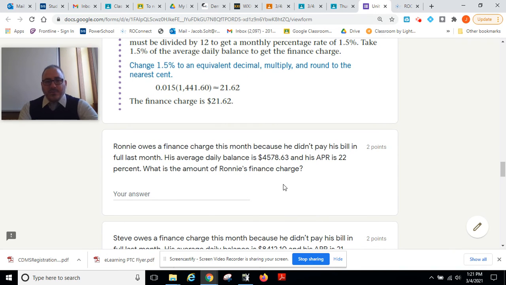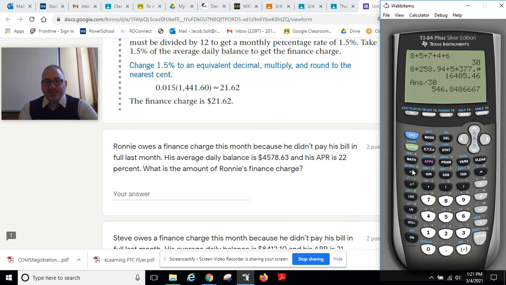All right, so let me do it step by step, just like we did before. We first took the 22% and we divided it by 12. This APR is an annual percentage rate, so I need to divide by 12 to turn it into a monthly percentage rate. This is the monthly percent, 1.833 repeating. Now I want to convert this into a decimal out of 1, so I need to divide by 100. There is my monthly percentage rate expressed as a decimal out of 1.